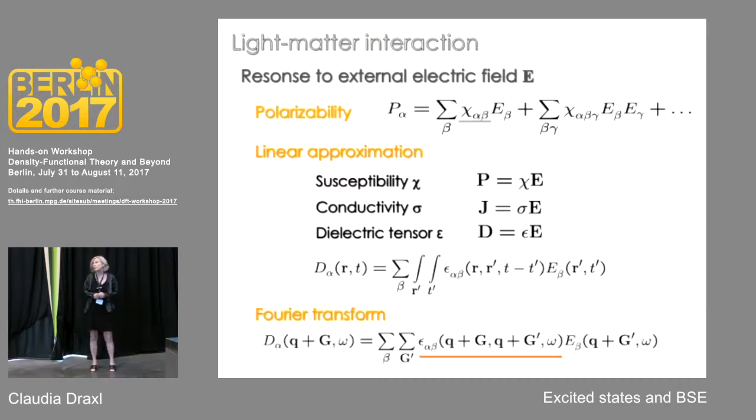But it's typically not what we compute. What we compute is most of the time the Fourier transform of it. So you have this dielectric tensor now dependent on Q, which is the momentum transfer, and omega, the frequency of the incoming light. And of course, it's also dependent on the polarization of the incoming and the outgoing light beam, which gives rise to these coefficients alpha and beta here. So how do we compute this?